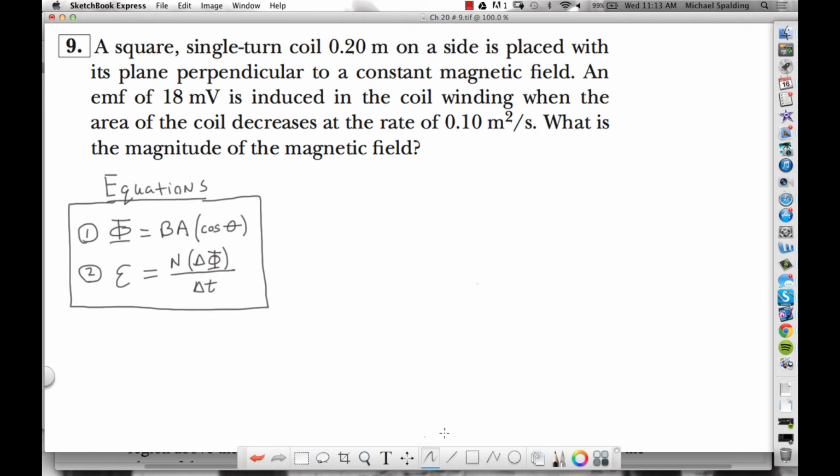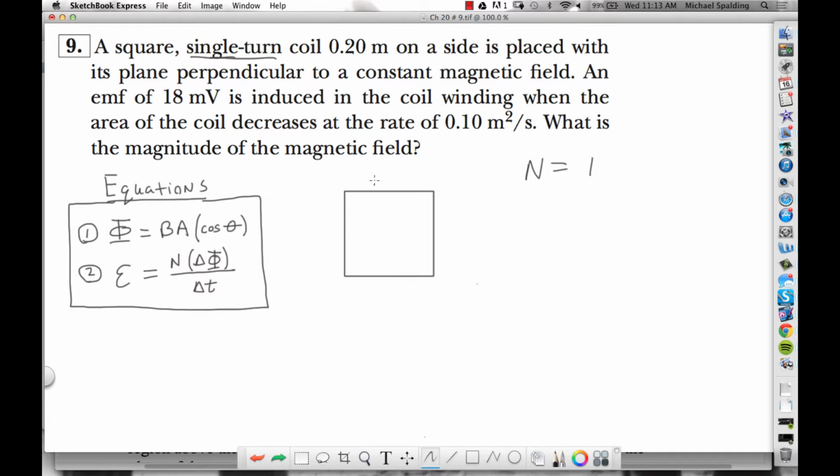All right, so for this problem, we have a square single turn coil. So that's going to be this box right here. Okay, so this represents our coil. So let's write down our data. So they tell us single turn. That means how many coils are in the loop? One, right? So in this equation here, N is one, single coil.